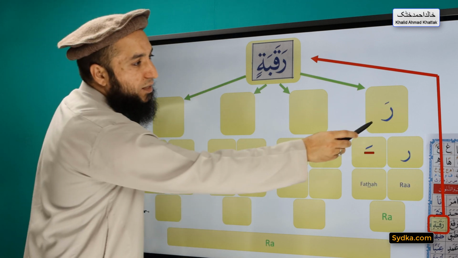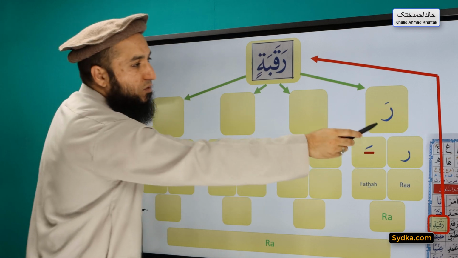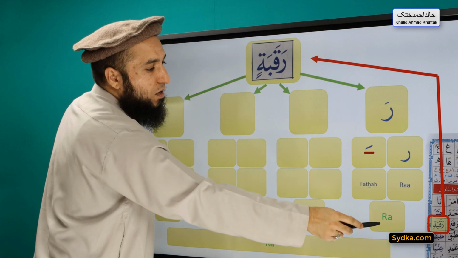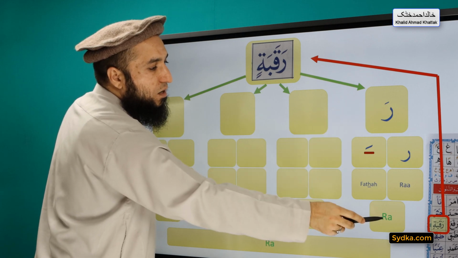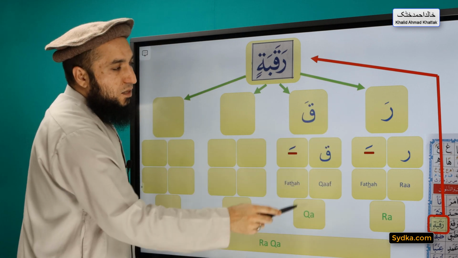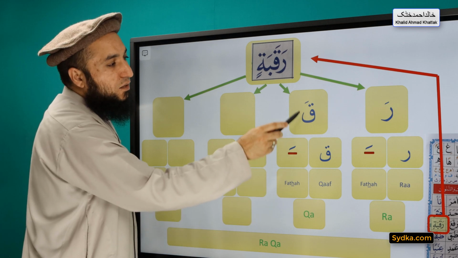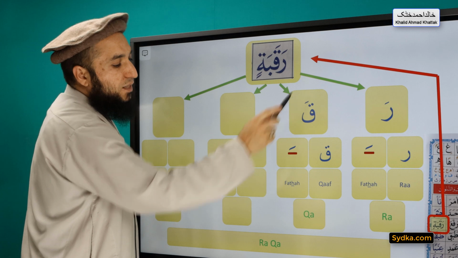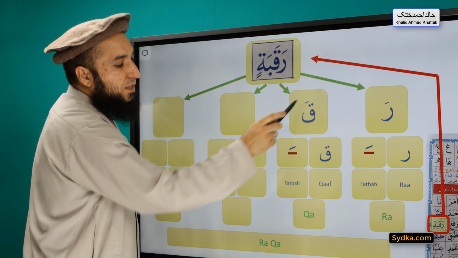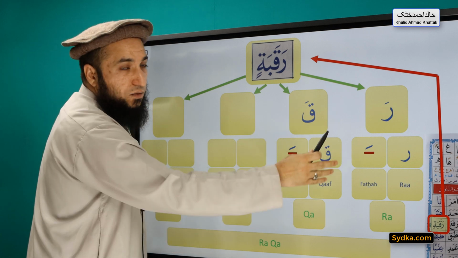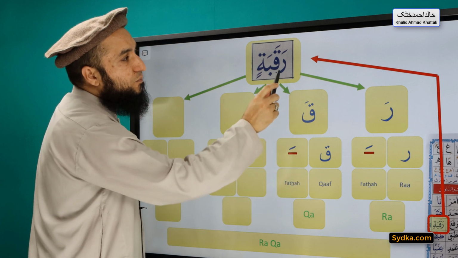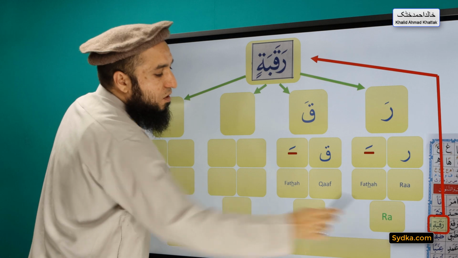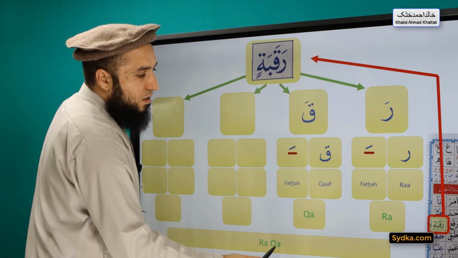The first syllable is ra fatha ra, and ra is not silent, and we have fatha. Ra fatha ra. The second syllable we have qaf fatha qa, and qaf is not silent, and we have fatha. Qaf fatha qa. So now we combine these two together. We have raqa, raqa.